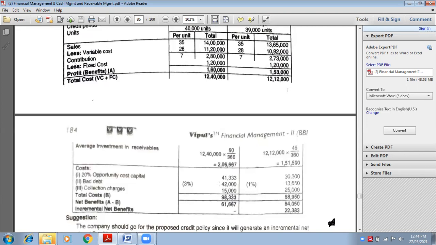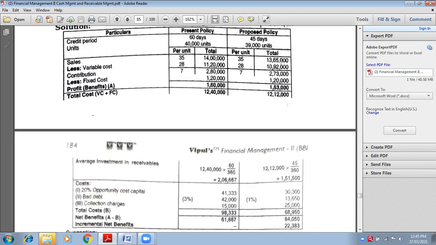Now second, sales in the proposed policy. Sales is 13 lakh 65,000, but the bad debts percentage is only 1%. So what is 1% of 13 lakh 65,000? Right. Very, very good. 13,650. Yes, ma'am. 13,650. Very good.